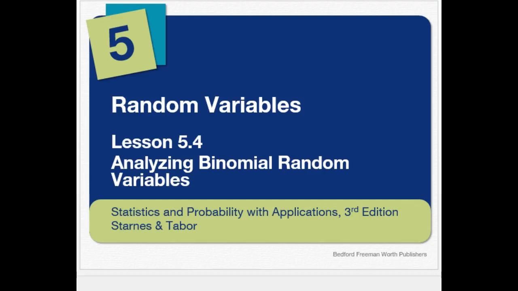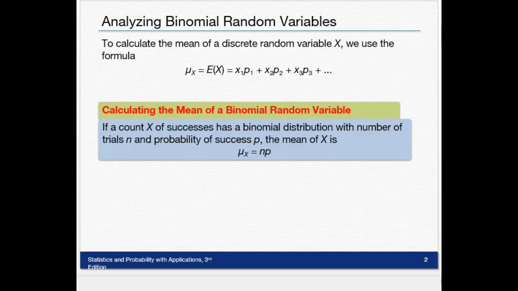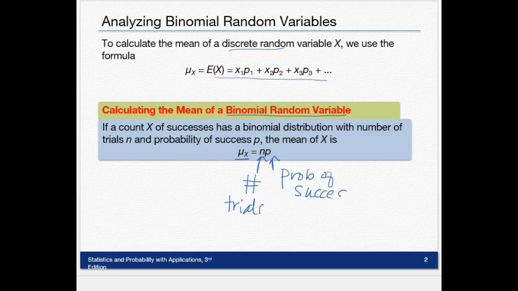In lesson 5.4, we're going to look at analyzing binomial random variables. To calculate the mean of a discrete random variable, we use this formula, and we used the calculator to help us do it when it was just a discrete random variable. But now that we're talking about a binomial random variable, it's even simpler. Notice the mu x, the mean of x, is n times p. N is the number of trials that the problem gives us, and p is the probability of a success that the problem also gives us. So it's really simple to find the mean.